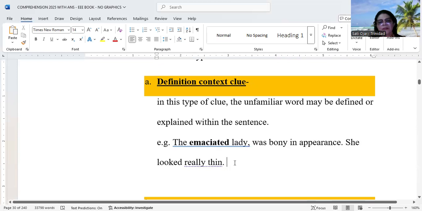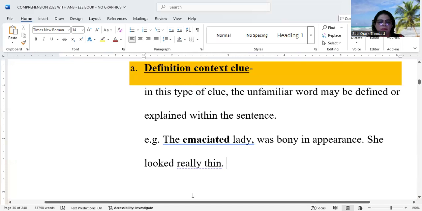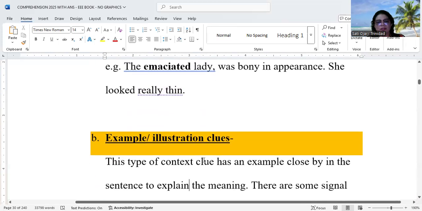Can you read this one, please? The emaciated lady was bony in appearance. She looked really thin. Right. What do you think emaciated means? Skinny. Very skinny or bony or very thin. Right. So the word is actually defined right here in the sentence. So this is a definition context clue.